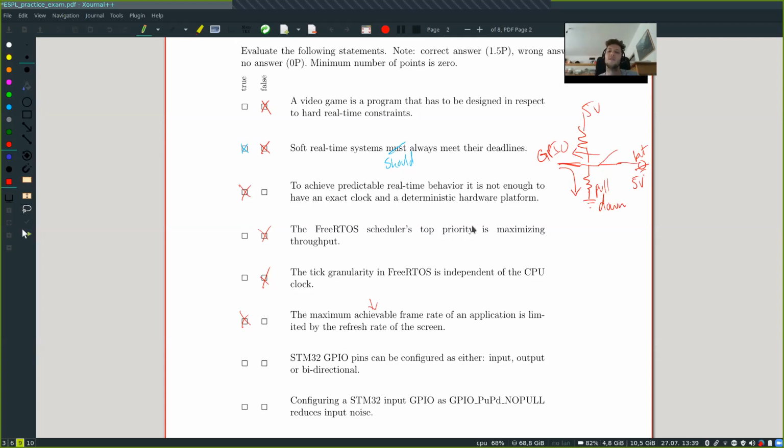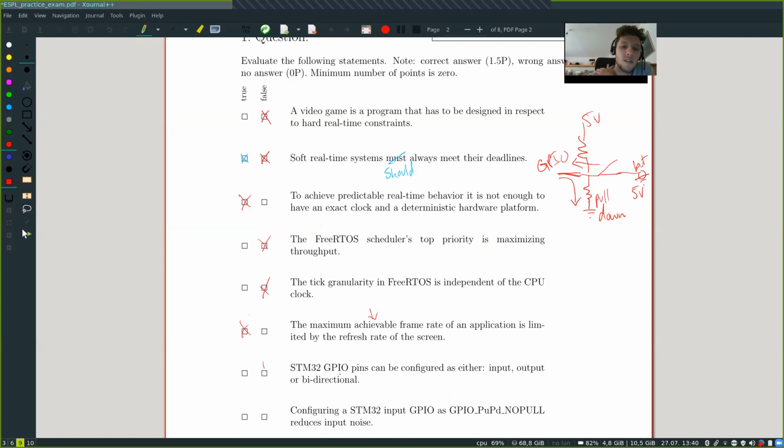So if you don't configure a pull up or pull down on an input, but you only need them for input, because for output, obviously you don't have that problem, you'll get random values, like you won't be able to use it. Okay. But this one is false because it can't be bidirectional. Right? Like, you can achieve bidirectionality, but you have to reconfigure the pin.